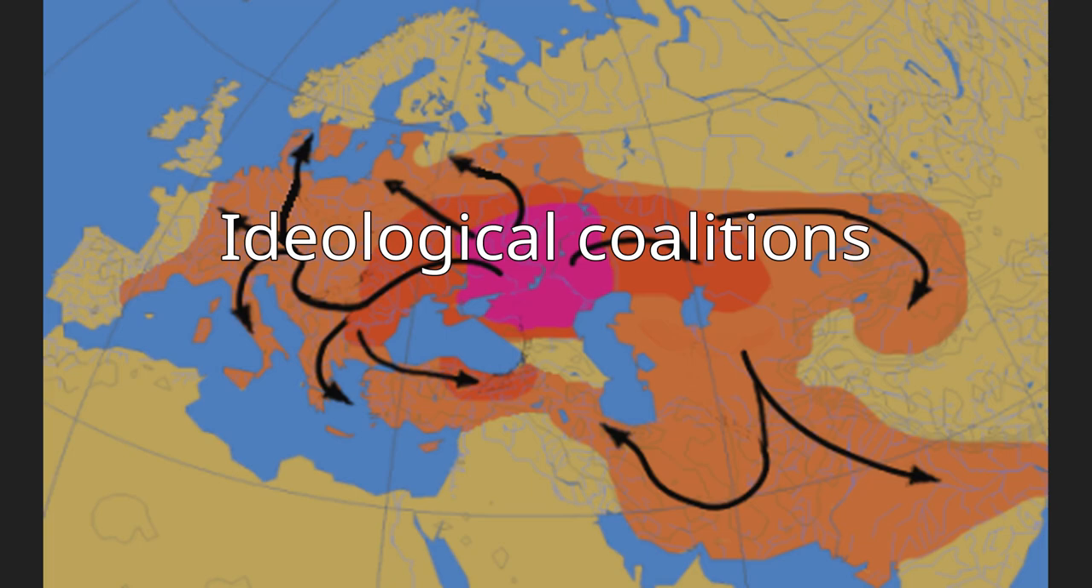Ideological coalitions. After the defeat of revolutionary France, the great powers tried to restore the situation which existed before 1789. In 1815, at the Congress of Vienna, the major powers of Europe managed to produce a peaceful balance of power among the various European empires. This was known as the Metternich system.